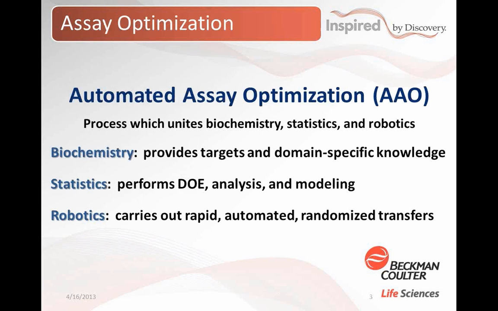So in our case, when we talk about automated assay optimization, or AAO, we talk about a unity of 3 different disciplines: biochemistry, statistics, and robotics. We need the scientific domain to give us some ideas of what kind of targets are we looking for, how do we measure these things, and what are optimal conditions supposed to look like. The statistics realm helps us to perform the design of experiment and do any analysis and modeling that we need to do afterward. The robotics helps us out with the transfer of liquid and does that in a random pattern so that we avoid any biases.